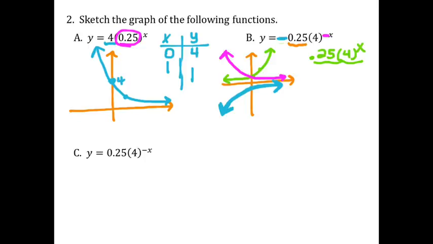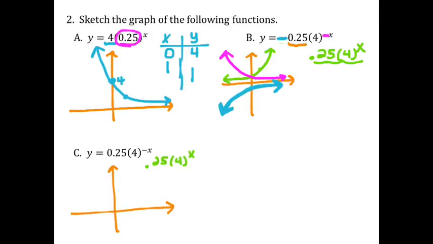Last one, question C. 0.25 times 4 to the negative x. So notice this is very similar to question B, except that we don't have that negative in front. And so we've actually already figured out this graph. But let's just talk about it one more time.